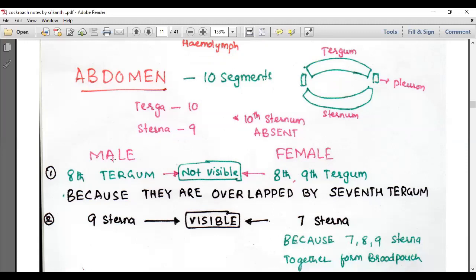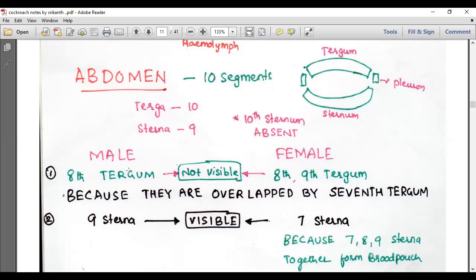Let's see here, in case of male and in case of female, the common issues I wrote here. The 10 terga and 9 sterna are present. The 10th sternum is absent in both male and female. When it comes to the male, the 8th tergum in male, and the 8th and 9th terga in female, are not visible. In male, the 8th tergum is not visible. In female, the 8th and 9th terga are not visible. Why? Because they are overlapped by the 7th tergum.